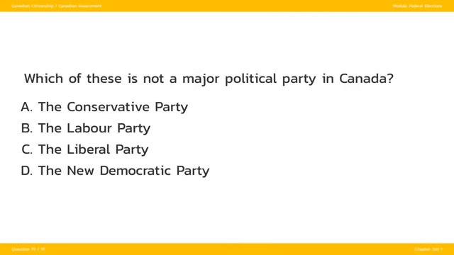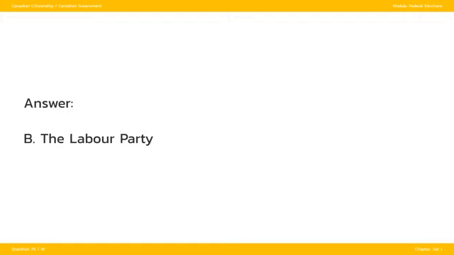Which of these is not a major political party in Canada? A. The Conservative Party. B. The Labour Party. C. The Liberal Party. D. The New Democratic Party. The answer is B. The Labour Party.